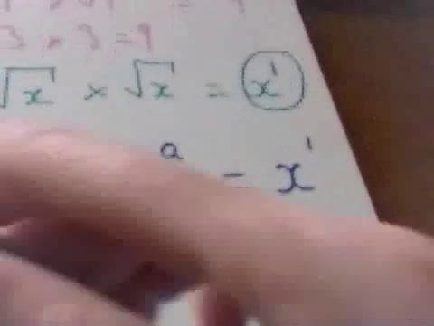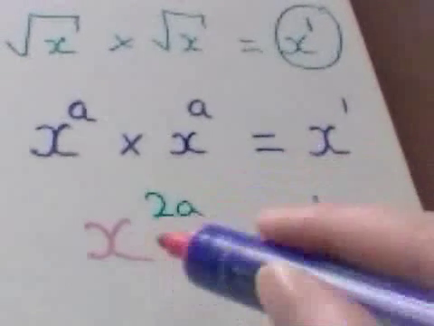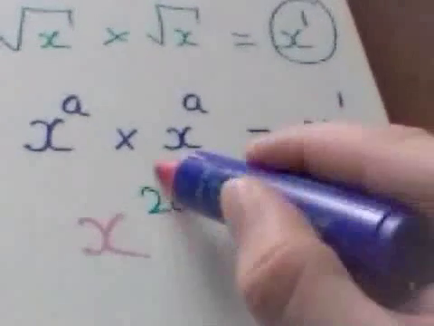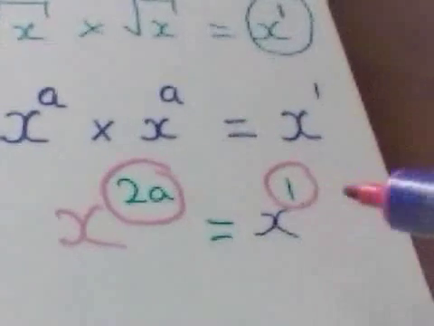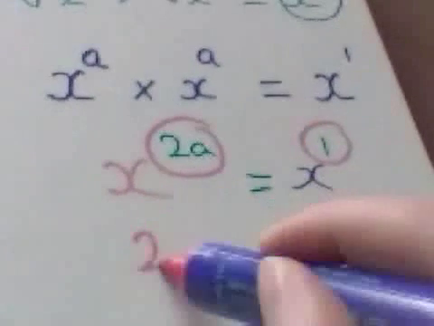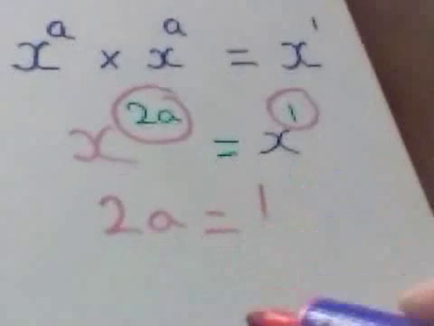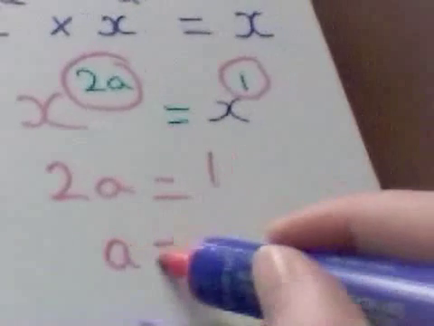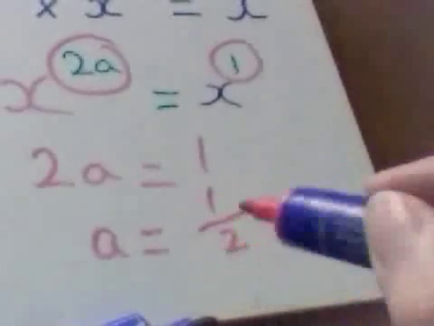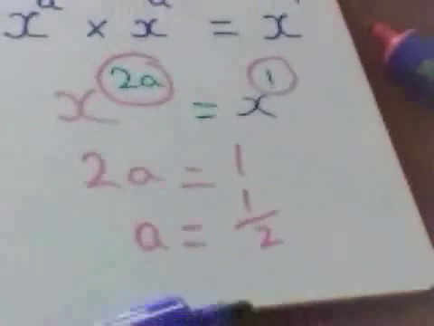Now let's look at these powers. For these two things to be the same, 2a must equal 1. So 2a equals 1. That must mean a equals a half. 1 divided by 2 is a half.